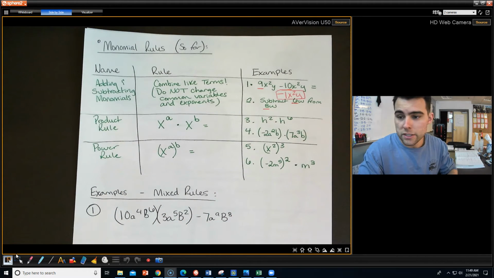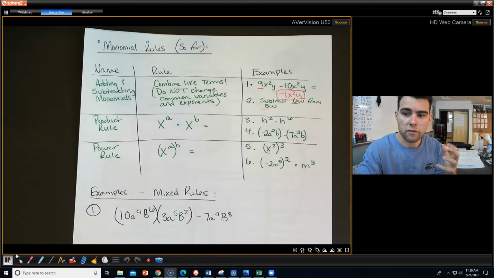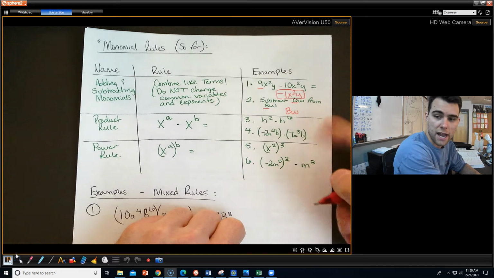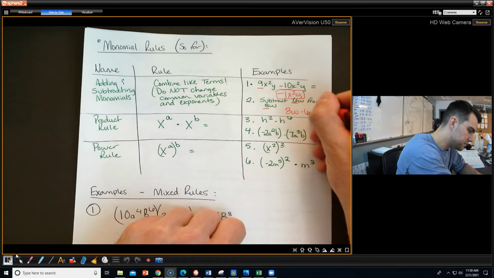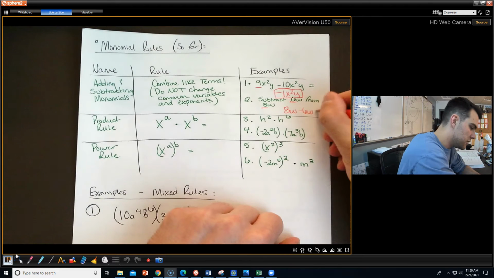Looking at number 2, it's a word problem, kind of. It says subtract 6w from 8w. That "from" is indicating that that monomial is coming first. So it'll be 8w, and we're going to subtract 6w off that. Once again, they are like terms. They both share w. So it's 8 minus 6, and you get 2w.